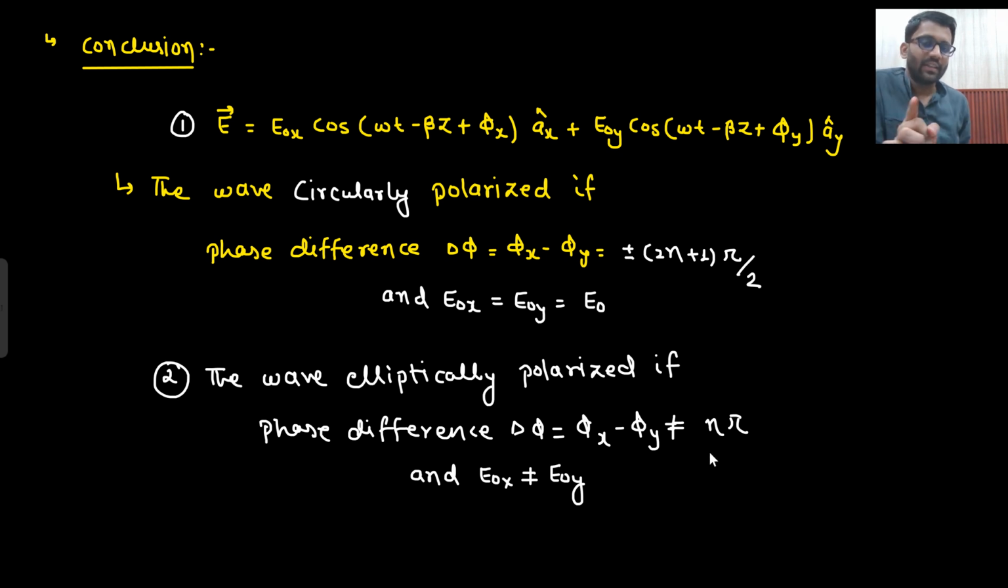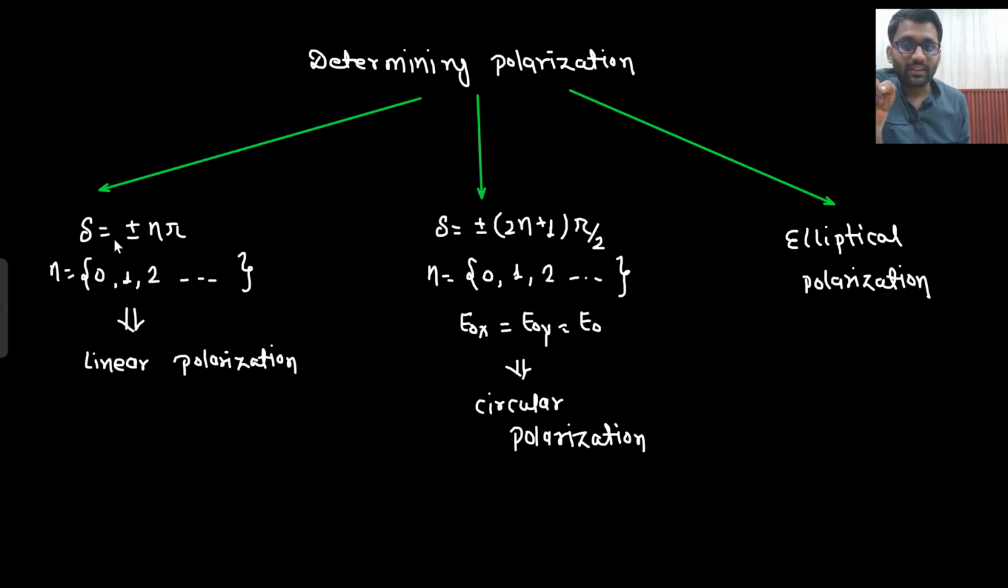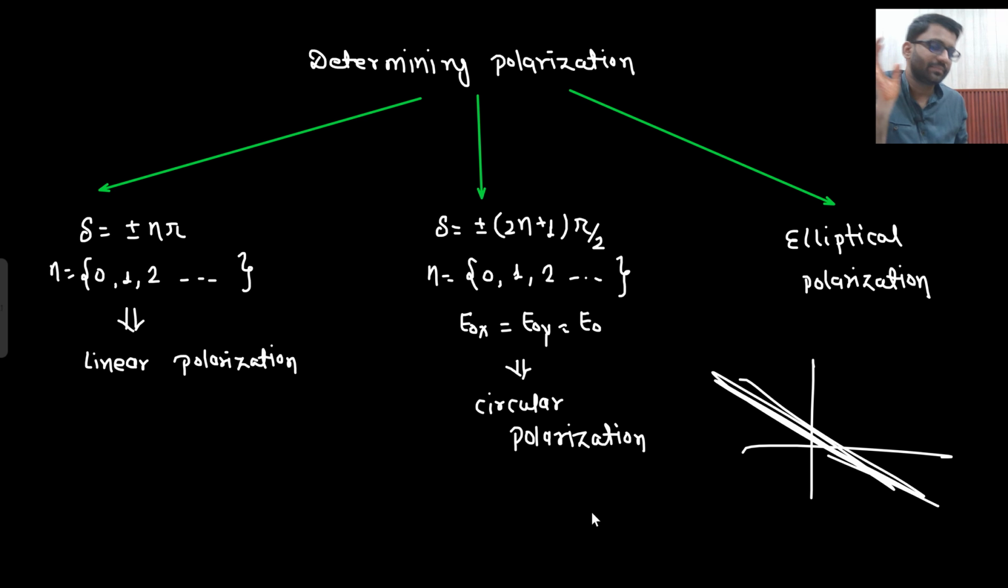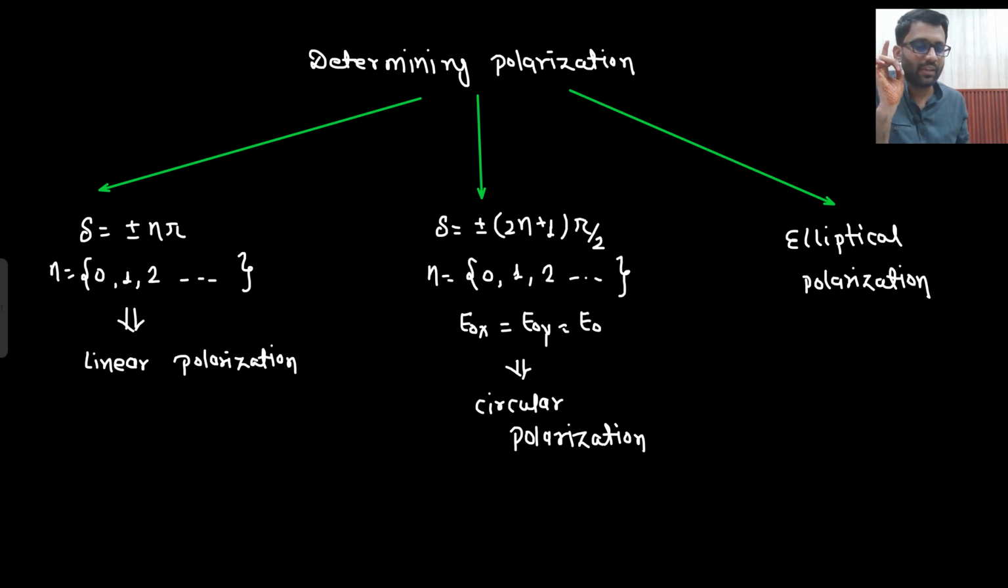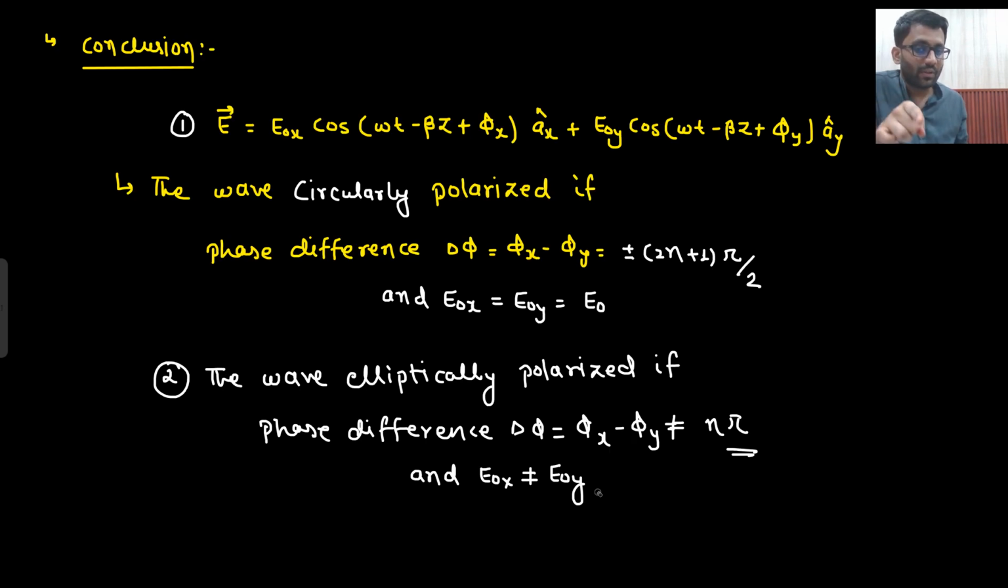What I have written is that the phase difference cannot be n pi, because if the phase difference is n pi, then certainly it would be linear polarization. You do not even need to think. If the phase difference is n pi, then it will be on one line only. So the phase difference cannot be n pi. This I have written, and E naught x cannot be equal to E naught y. But this is not a necessary condition, right?